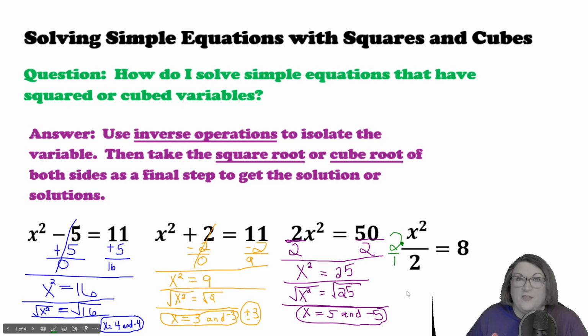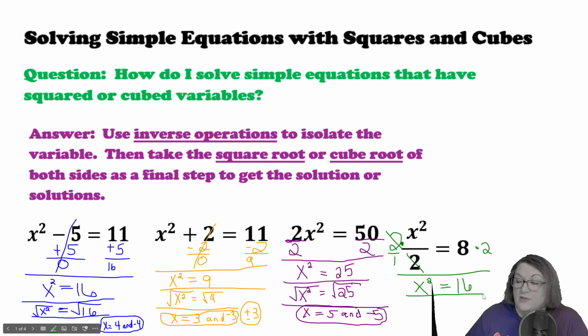Like if we were to put that in fraction form, if I multiply a 2 that's in the numerator times a 2 that's in the denominator, they're going to cancel out, and you're just going to be left with the x squared. Remember, doing the inverse operation will cancel out the operation that's already in your equation. And then when I multiply the 2 on the other side, I get a 16.